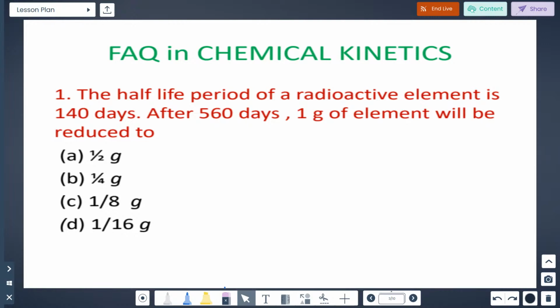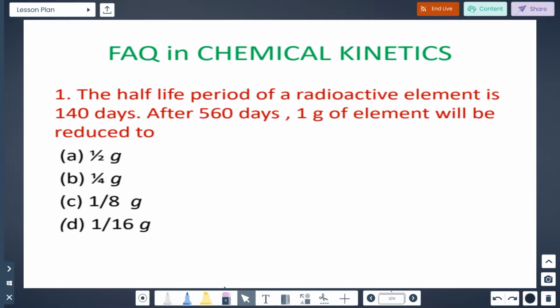The half-life period of a radioactive element is 140 days. After 560 days, 1 gram of the element will be reduced to dash. That's the question. First of all, you should know what half-life period is. Half-life period means the time taken to reduce the initial concentration to 1/2 of the initial value. Suppose you take 1000 grams, that becomes 500 grams. That time duration is called the half-life period.